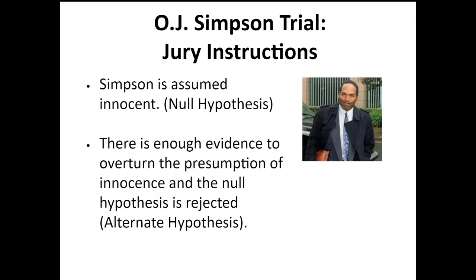In both situations, the jury instructions were that Simpson should be assumed innocent. This is the null hypothesis. This is the status quo. The alternate hypothesis would be that if there is enough evidence to overturn the presumption of innocence, then you should reject the fact that he is innocent and actually take the alternate hypothesis that he is not innocent.